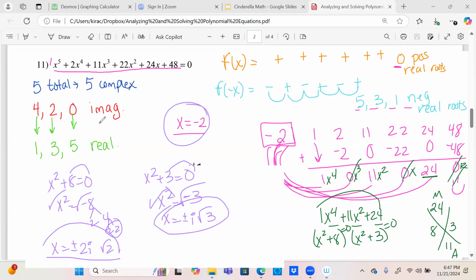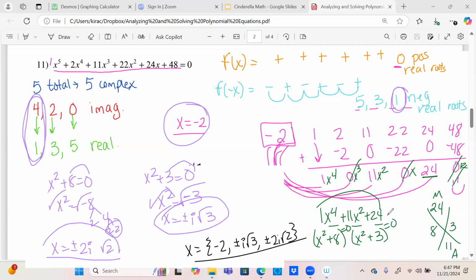There's 5 answers. So we had this situation. We had 4 imaginary, 1 real, and we had the 1 negative real. So if you really want to write this pretty, it would be x equals negative 2, plus or minus i root 3 and plus or minus 2i root 2.